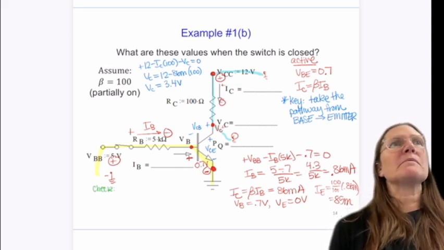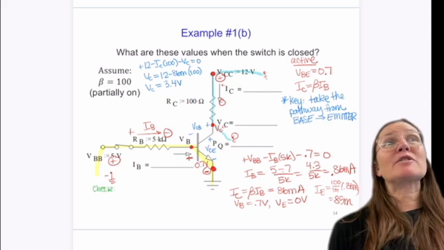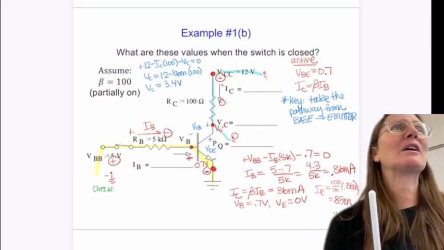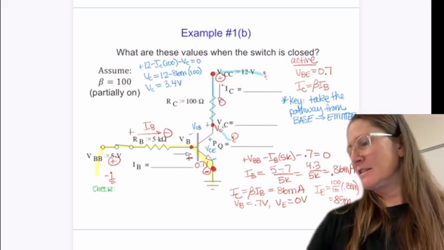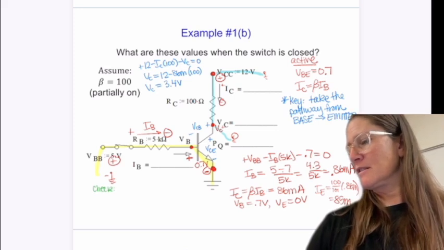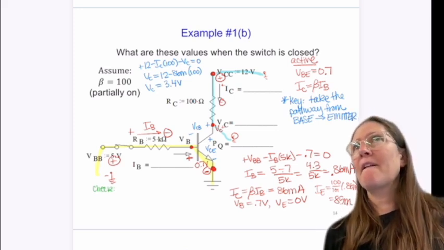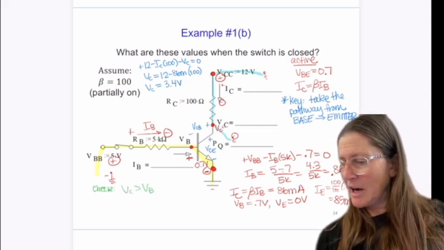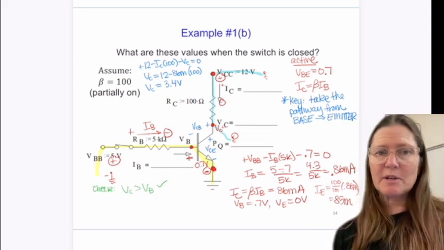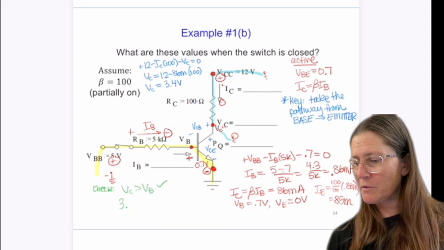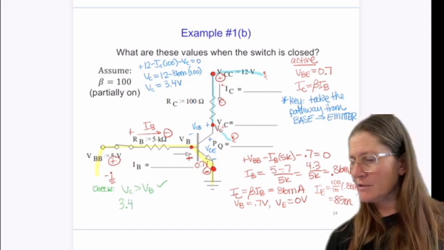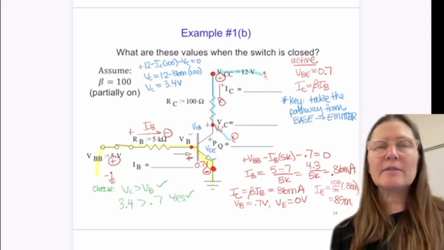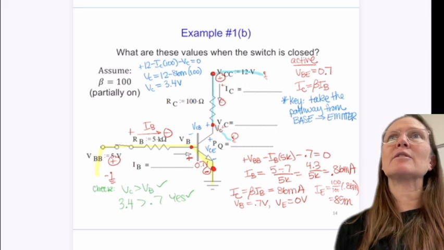All right, so what do we have to check now? So, as long as you guys followed me with how to get those values, what do you check? Okay, so correct. Is VC larger than VB? And we have 3.4, and VB is 0.7, so yes. Yes, it is. So that would be like, yes, this is a correct assumption.